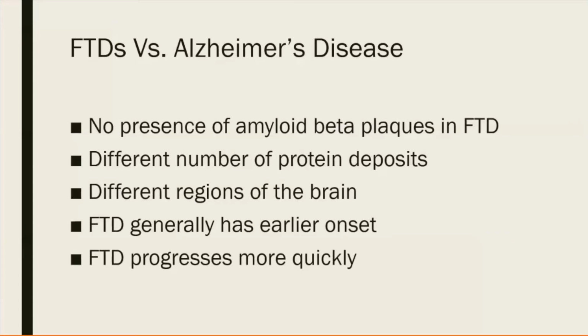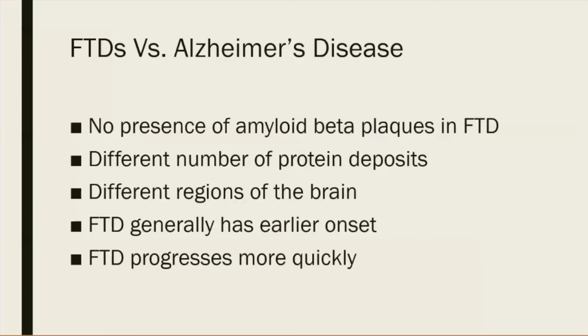So we talked a little bit about the hippocampus and how that relates to Alzheimer's disease as opposed to FTD. Basically, there are some main differences. One of the biggest ones from a biological standpoint is that there's no presence of amyloid beta plaques in the brains of people with FTD.